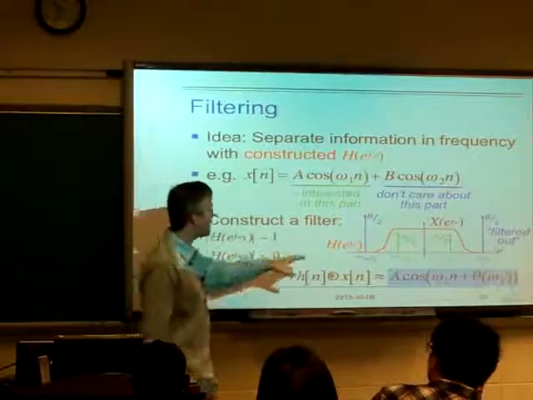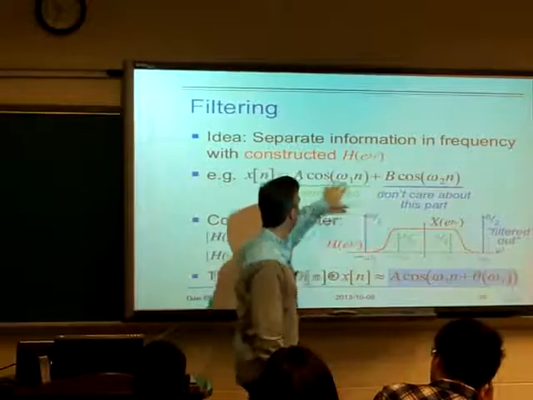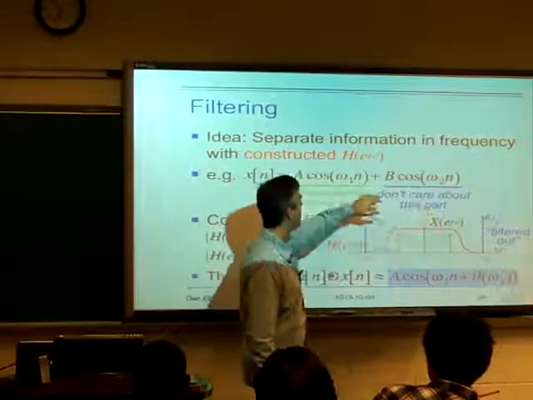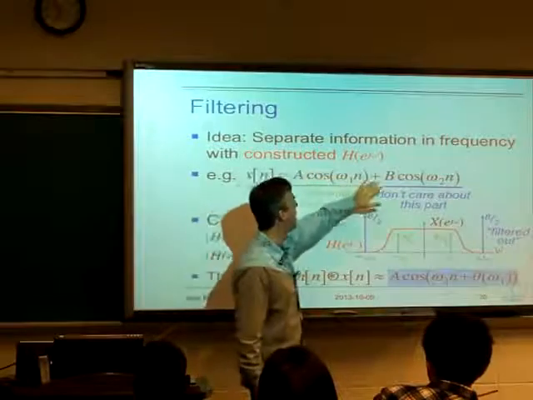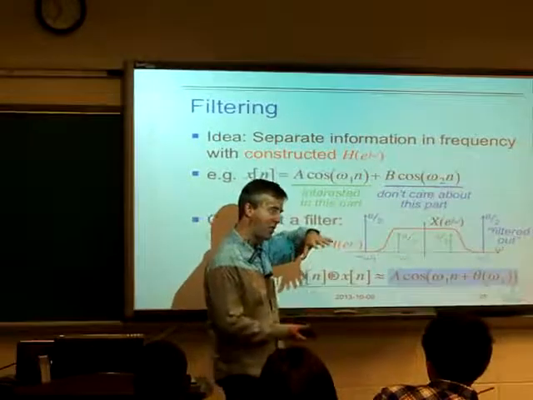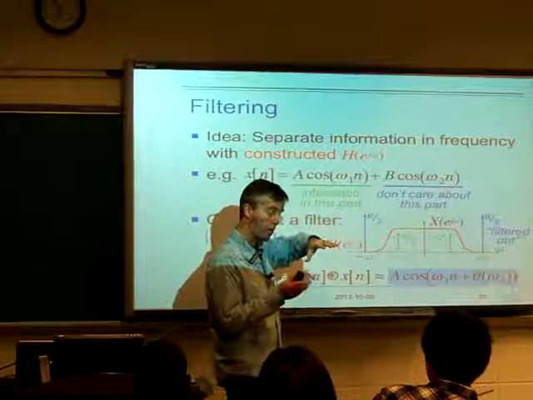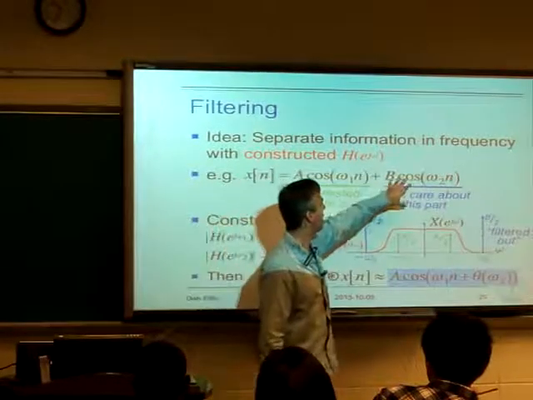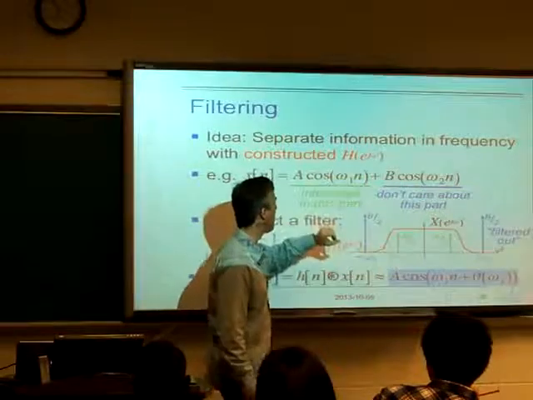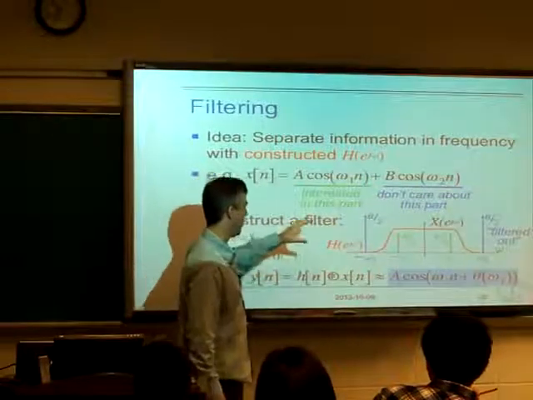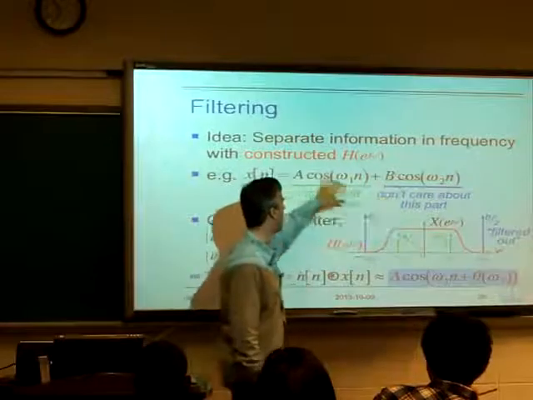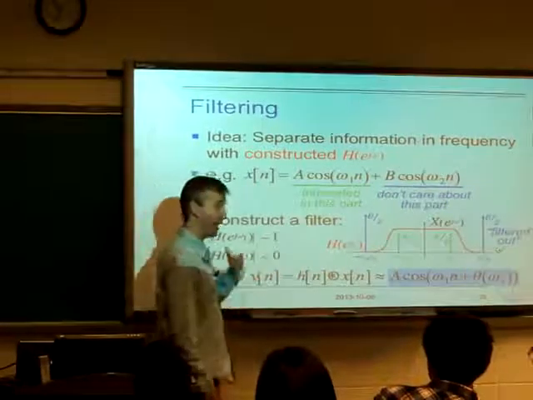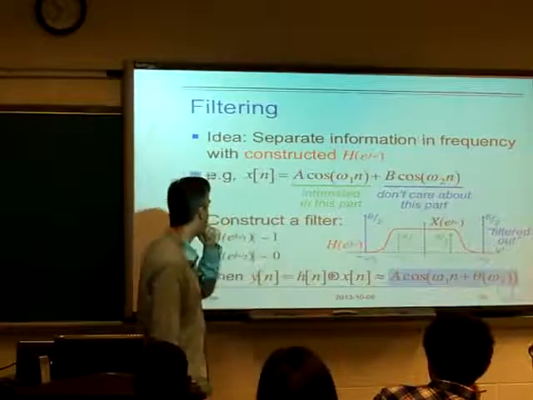So here's an example, right? We've got two components here, A cosine omega 1 n plus B cosine omega 2 n. Omega 1 and omega 2 are different frequencies. A and B are different amplitudes, and we don't know what they are, and maybe we want to know, there's information carried in those. But this part is basically interference or noise, and this is the part we're interested in. So we'd like to build a filter that would remove this part and keep this part, so we could just examine what A was without being confounded by variations in B.